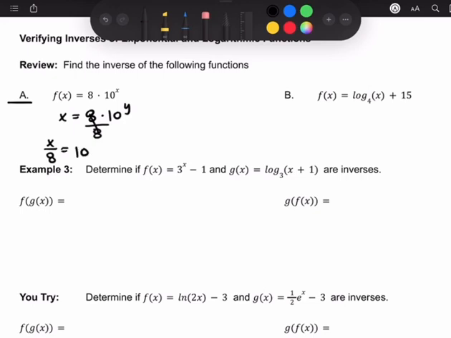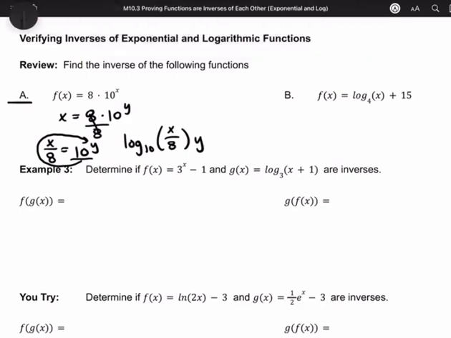And in order to isolate that y in the exponent, we're going to have to use a logarithmic function. So to do this, we're going to say that log base 10 of x over 8 is equal to y. And that is our inverse. So log base 10, and you don't technically have to write that base 10, but you can if you want. Log base 10 of x over 8 is equal to y, not times y, equal to y.